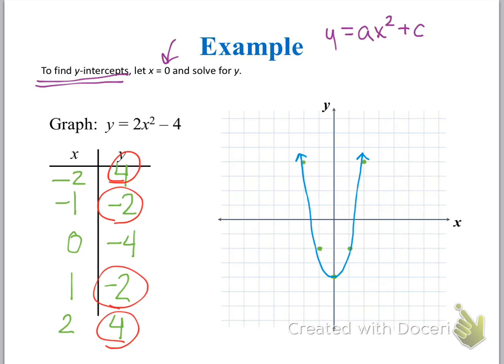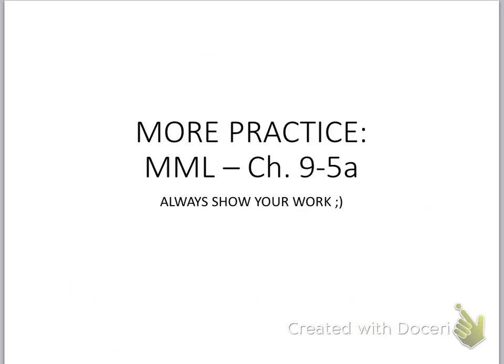Alright? That's what you'll be working on today. So let's do some more practice. My Math Lab, Chapter 9-5, Part A. Part B will get trickier.